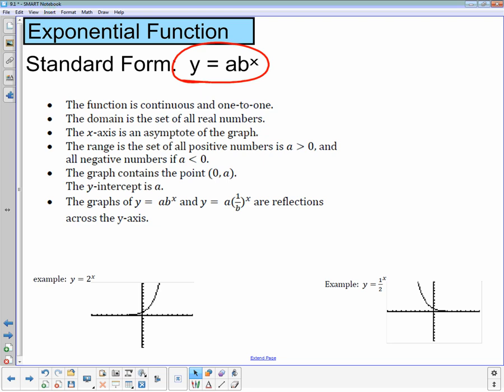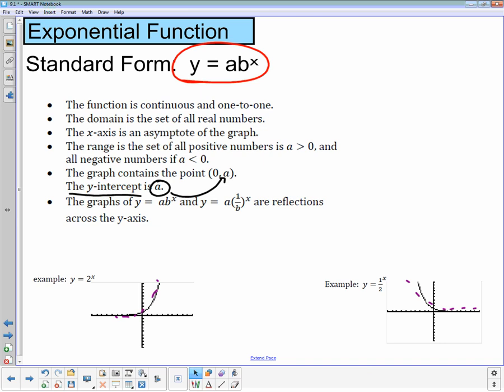The graph always contains the point (0, a), meaning this a is your y-intercept. Okay, a is always going to be the y-intercept of the graph. That's an important thing to know. That'll help you graph it for sure. And y equaling a times b to the x power and y equaling a times 1 over b to the x power are reflections across the x-axis of each other. And you can see that right here. This graph going up like that, 1/2 to the x coming down like that. They're reflections across the x-axis, 2 and 1/2.